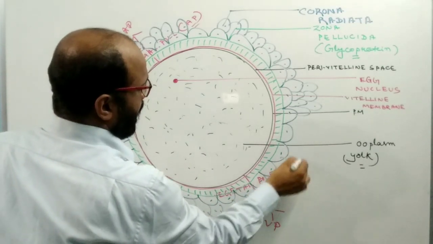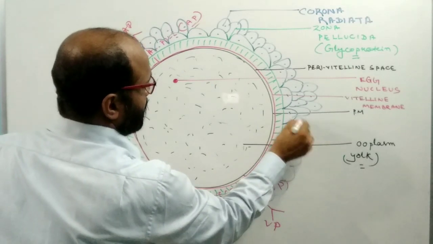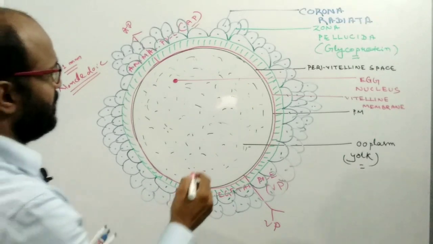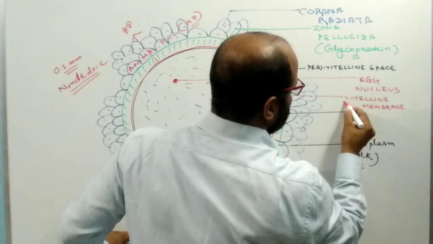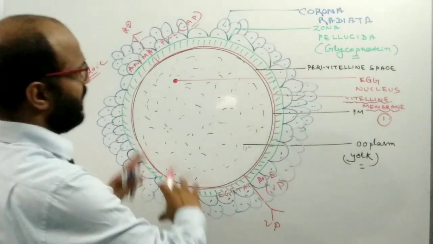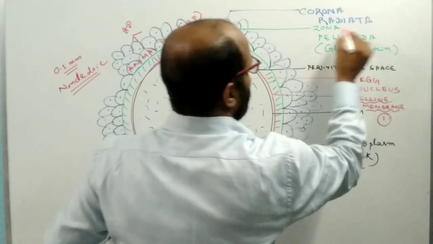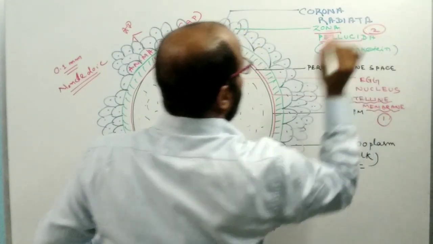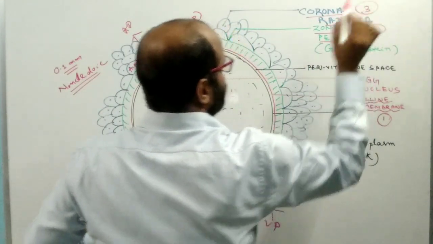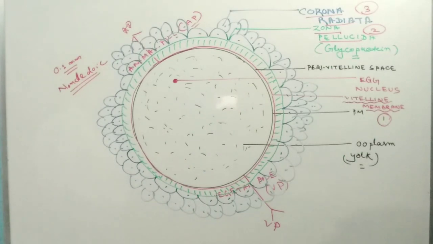So how many layers are present over the egg? The first membrane is the vitelline membrane. The second layer is the zona pellucida, and the third layer is the corona radiata. So three layers are present over the egg.